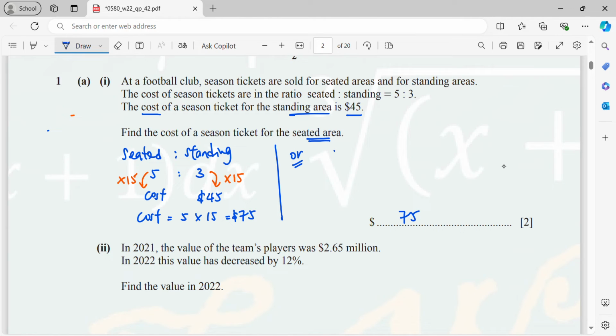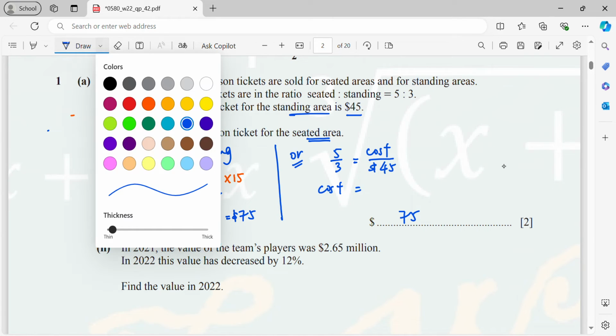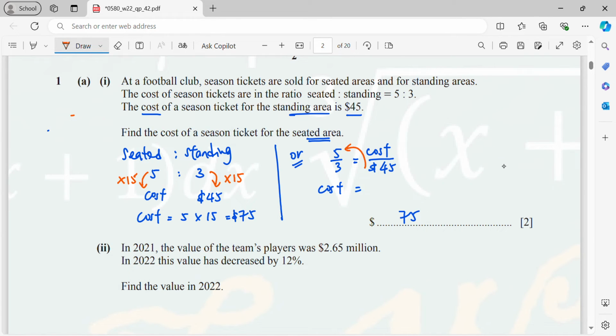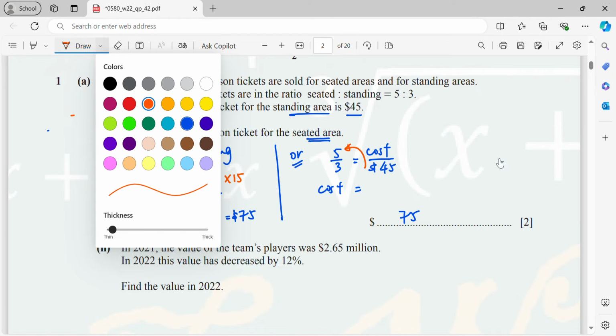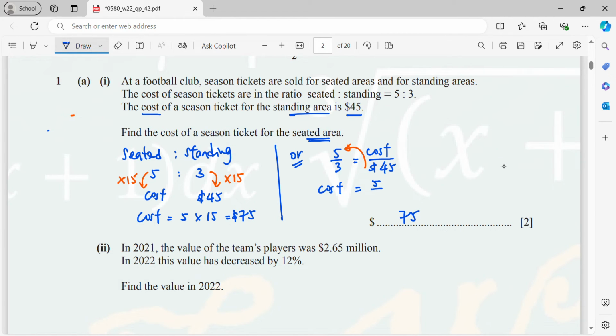Another method is you can just use a ratio method, which is 5:3. Then it will be cost ratio $45. Then the cost equals this $45, you move to the other side. That means you change to times. That is going to be 5/3 times $45. Then you will be getting the same answer. So this is the solution for first part.